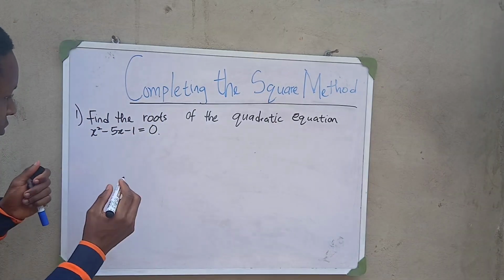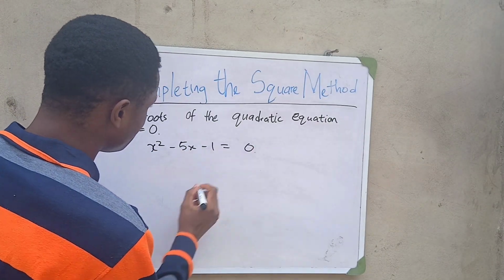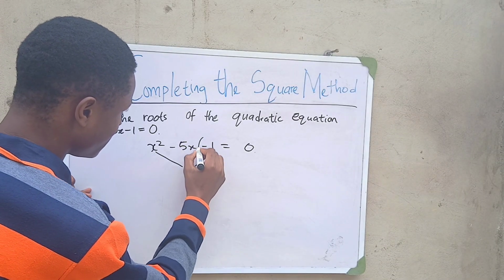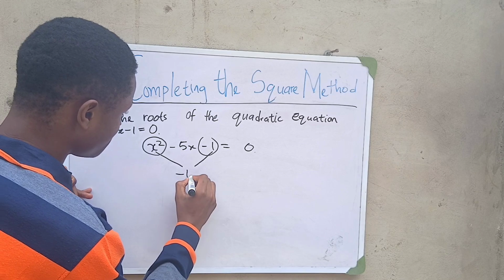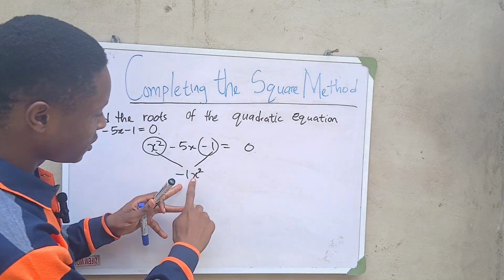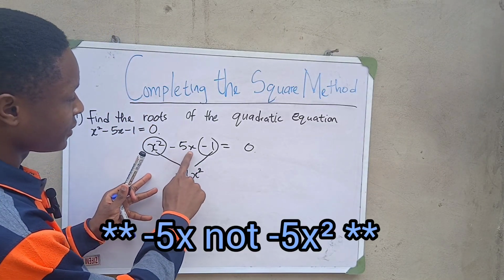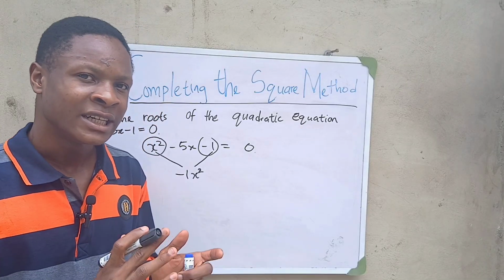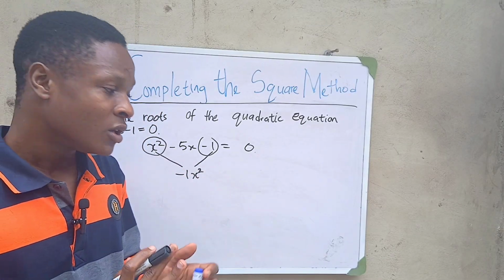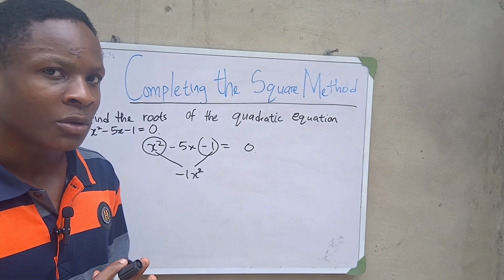So we have x squared minus 5x minus 1 is equal to 0. Using factorization, we will multiply the first and last terms, giving us minus 1x squared. After that, we look for two numbers that multiply to give minus 1x squared and add to give minus 5x. If we check, there are no two numbers that satisfy these two conditions. So what are we going to do? We are going to use the completing the square method because factorization cannot work.